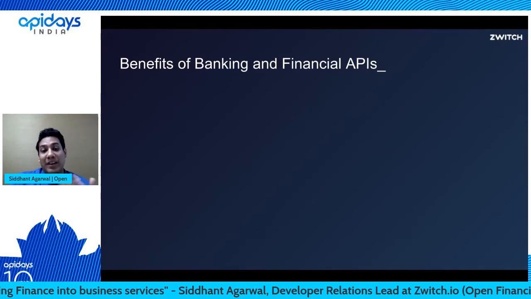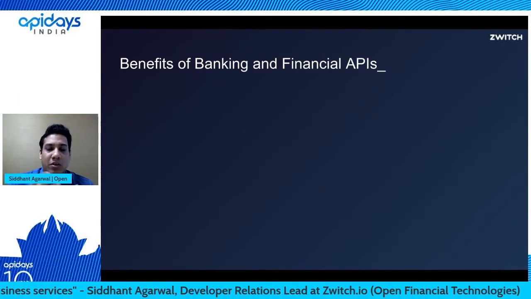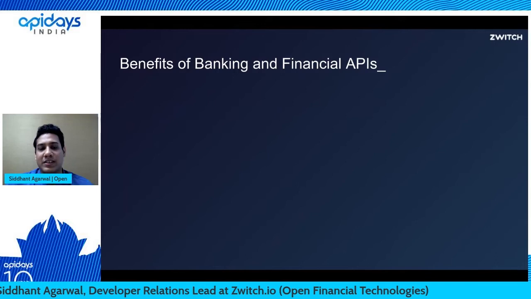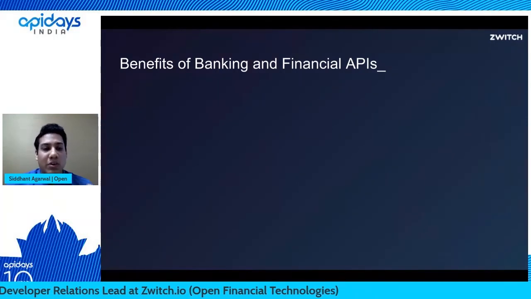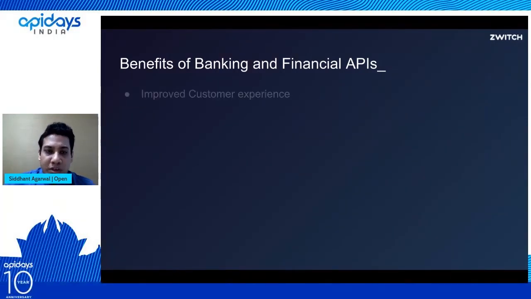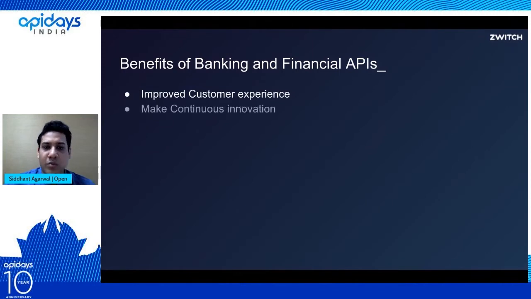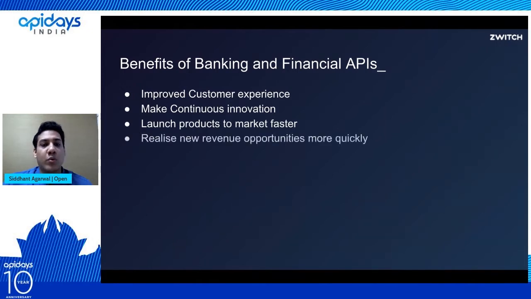Integrating these banking and financial APIs or offering these services as part of your core offering can help organizations with improved customer experience and continuous innovation. You can even launch products to market faster. You realize new revenue opportunities more quickly, and many more, with very less cost.